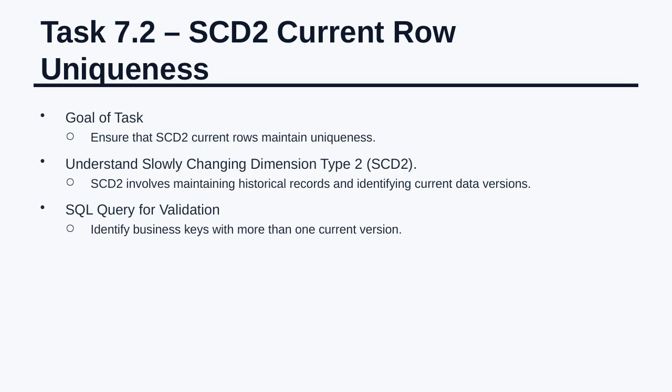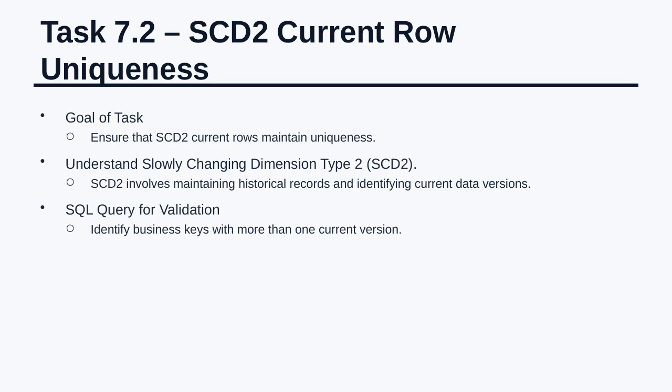SCD2 is a method used in data warehousing to keep track of historical changes by storing multiple versions of a record over time, while clearly identifying which version is the current one. The challenge here is to validate that for each business key, think of it like a unique customer ID or product code, there is only one active or current record at any given time. To do this, we use SQL queries that scan the data to find any business keys that mistakenly have more than one current version, which would signal a data quality issue.